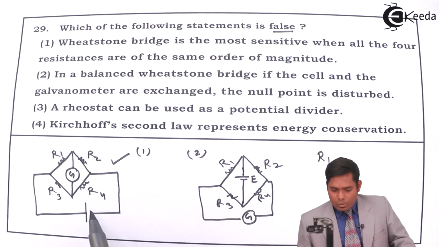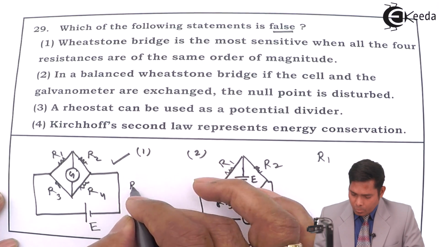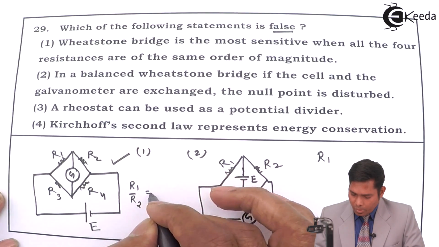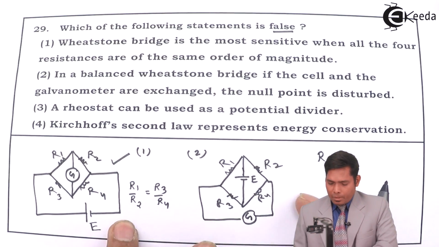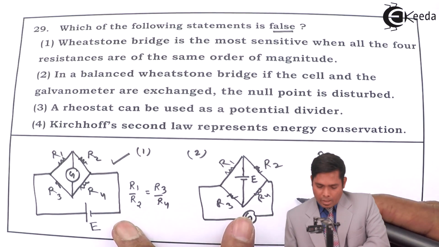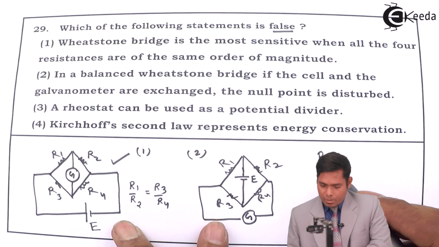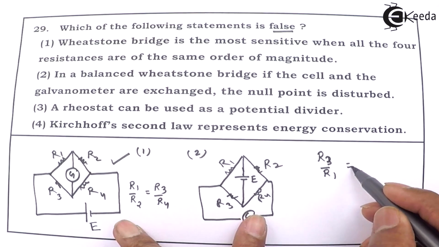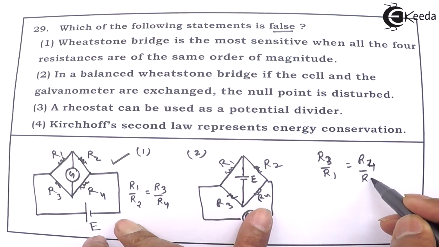Here both are the same, only the positions are exchanged. But if it is balanced, then what is the balancing condition? Here R1 upon R2 will be equal to R3 upon R4. This is the case here. Now if this is the EMF and this is the galvanometer here, then R3 over R1 must be equal to R4 over R2.